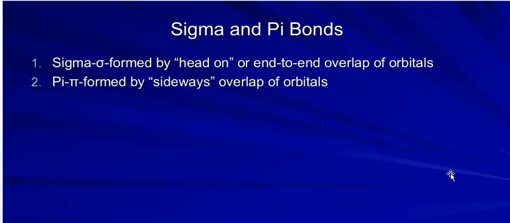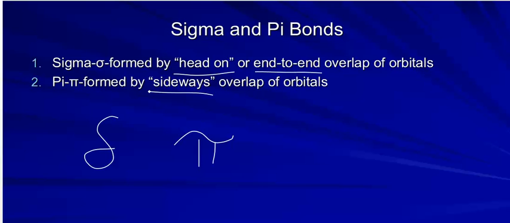Sigma and pi bonds. Sigma bonds, and the symbol for sigma looks like this. Sigma bonds are formed by head-on or end-to-end overlap of orbitals. I won't try to confuse you with pictures, but there are 2 types of bonds: sigma and pi. Pi is formed by sideways overlap of orbitals. Either they overlap end-to-end or they overlap sideways, and that gives rise to the sigma and pi bonds.